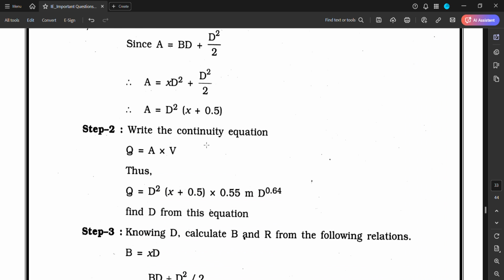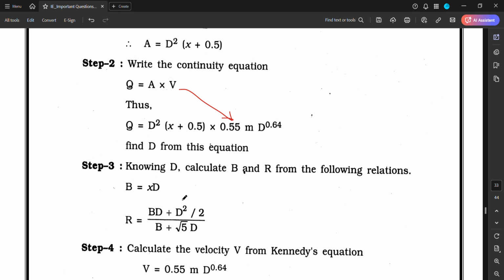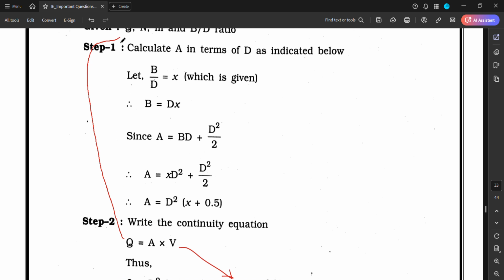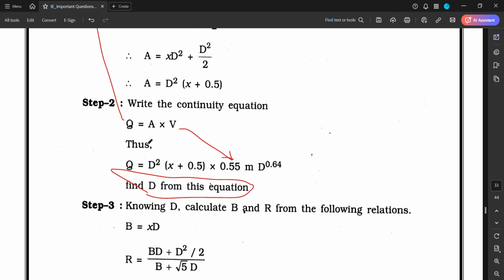Second step, write the continuity equation. We all know the continuity equation is Q = A × V. Thus, Q = D²(X + 0.5) into the equation for velocity, 0.55 m d^0.64. We can find the value of D from here because we have the value of Q already given in the numerical or design procedure.